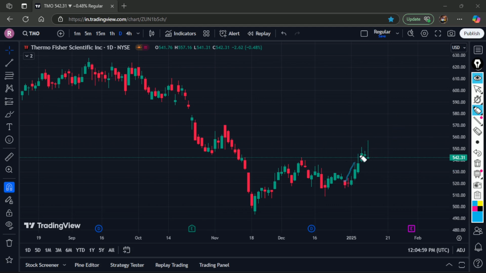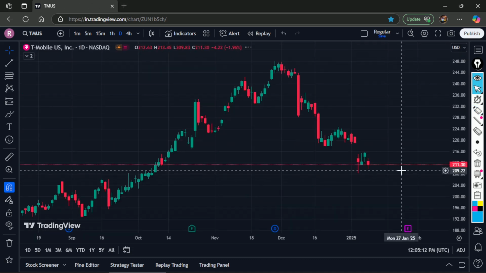And for selling, it has to make a negative candle trying to go upside, then it has to give a closing below this level to go to our selling side, but we are just going to wait here for some time. In TMUS we are just going to wait, there is nothing here.